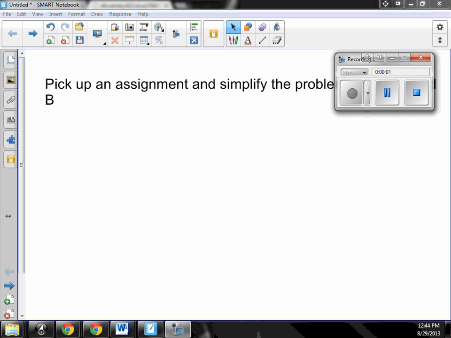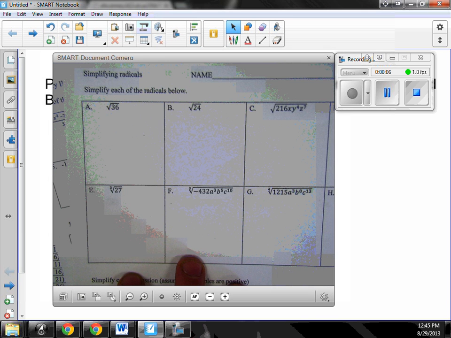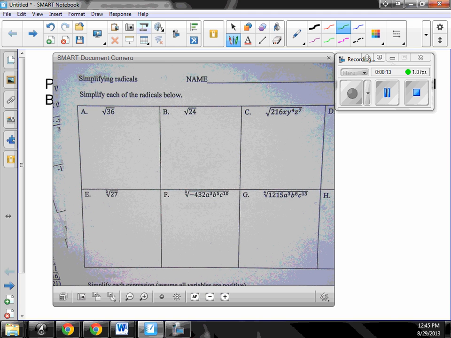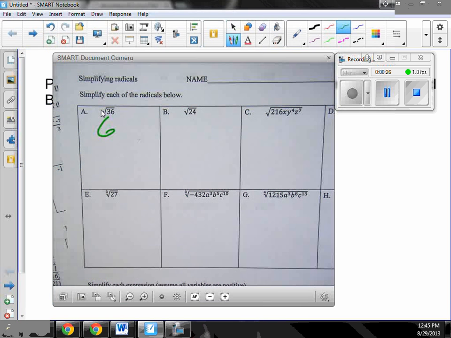If you look at part A on your worksheet, we're simplifying square roots and third roots and fourth roots. What is the square root of 36? 6. That's not bad. Square root of 24? It's going to be a decimal. Without plugging it into your calculator, what would we expect it to be?